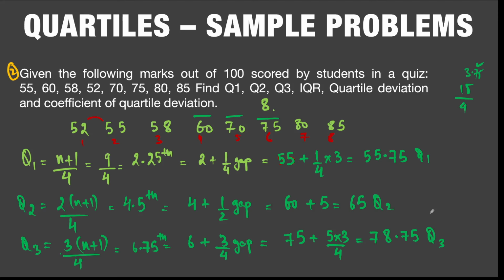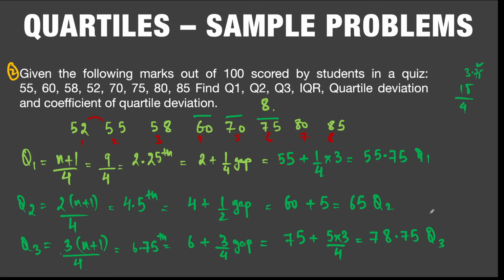The only tough thing in these questions, Q1, Q2, and Q3 of quartiles, is going to be this. It is the point where you find out Q1, Q2, and Q3. Rest everything seems to fall in place.